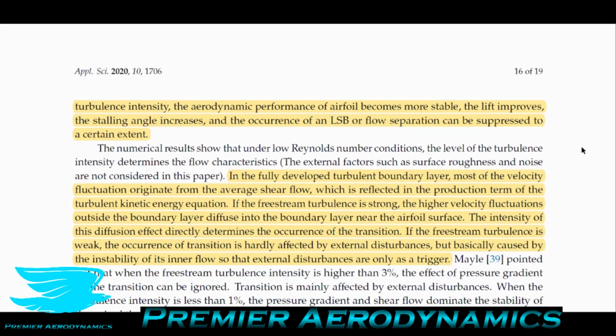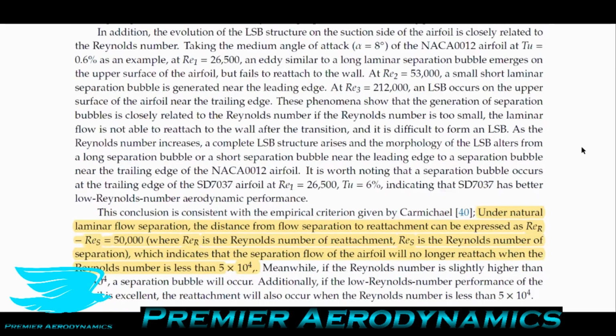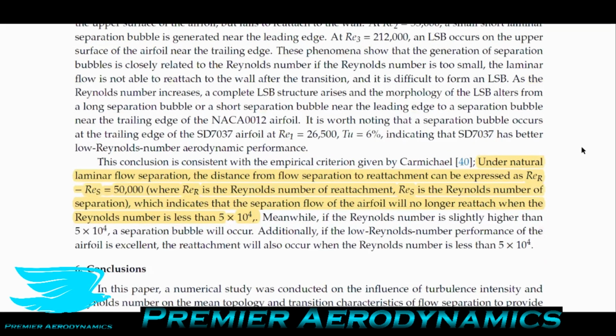Now, one thing that I want to talk about, the last thing to cap off, is that under natural laminar flow separations, the distance from flow separation to reattachment of an LSB is 50,000 Reynolds number. So an LSB is typically seen at 50,000 Reynolds number, if you calculate that with the length of the LSB being the characteristic length. Now, this is not a hard and fast rule. I've seen numbers from 50,000 to 70,000, even lower, maybe 40,000. It also depends on the turbulence intensity, as this paper is attesting to.